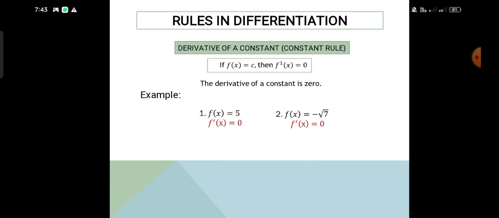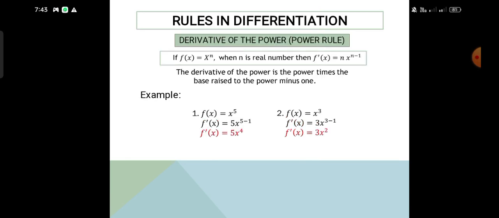Like for example number 1, if f of x is equal to 5, then f prime of x is equal to 0. So that is very basic. Next, let's proceed to the next rule in differentiating.